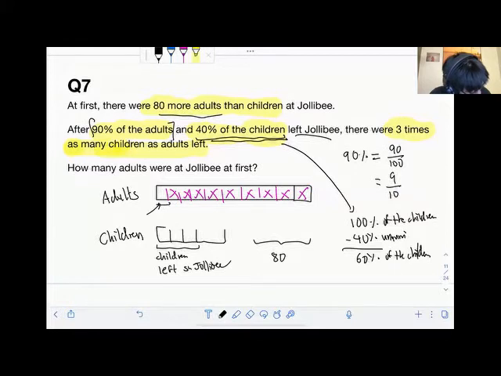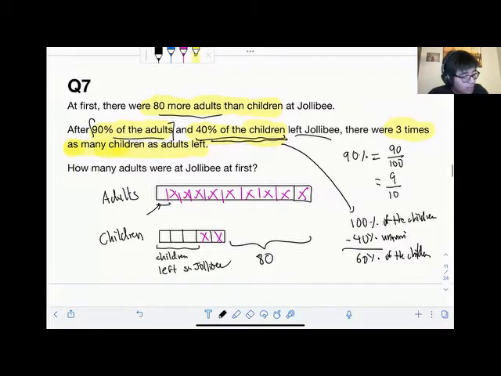Five boxes. Tama? So, now that we know that, babaguhin po natin yung bracket natin para tama yung 80. So what happened? We first said na there were 90% of the adults who left Jollibee. Nagpasya po tayo na 90% can be represented by 10 boxes at buburehin natin yung 9 boxes.